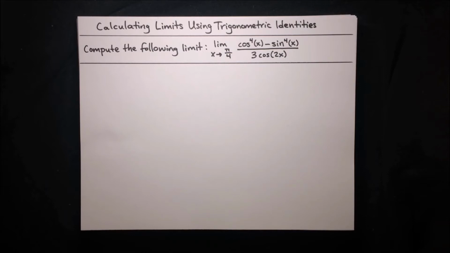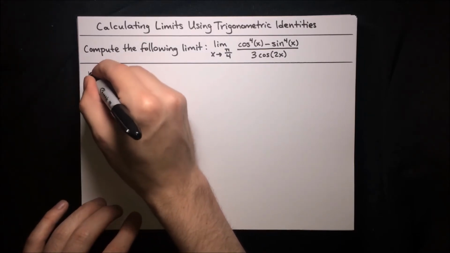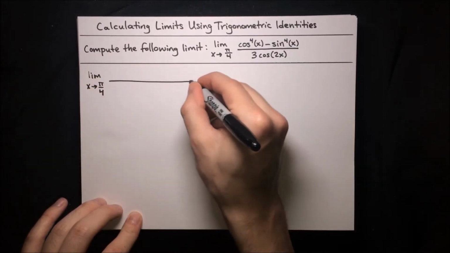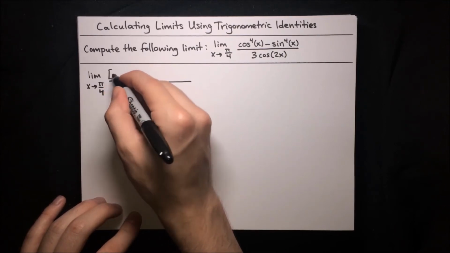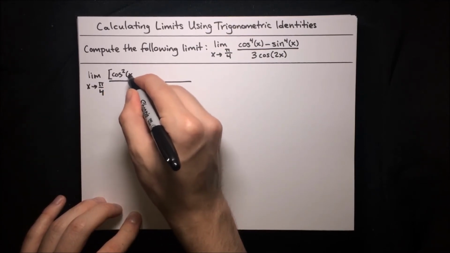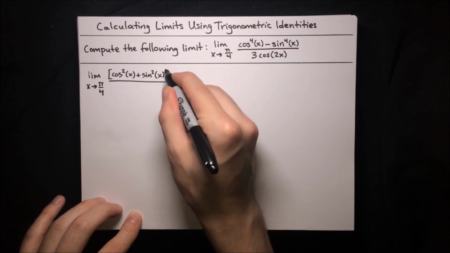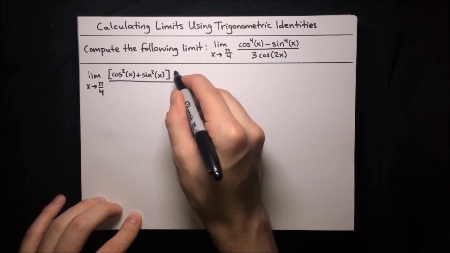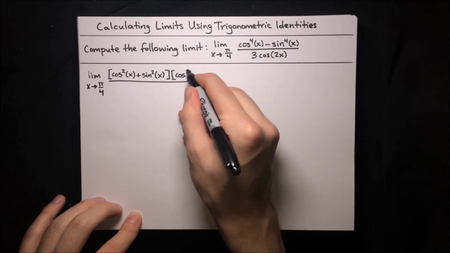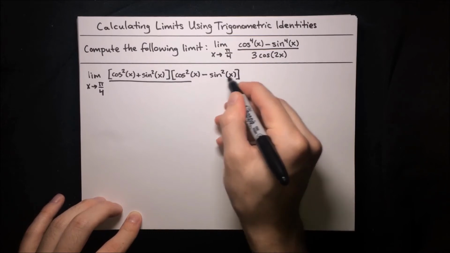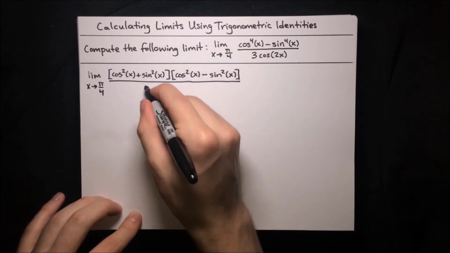Now, one of the first things that jumps out at us here is the numerator. The numerator can be factored as a perfect difference of squares. So let's write down the limit again, but factoring the numerator this time. Limit as x approaches pi over 4 of, the two squares here are cosine squared and sine squared. Because if you square each of those, you get your cosine to the 4th and sine to the 4th. So we have cosine squared plus sine squared, then times cosine squared minus sine squared. And let's just leave the denominator as is for now.